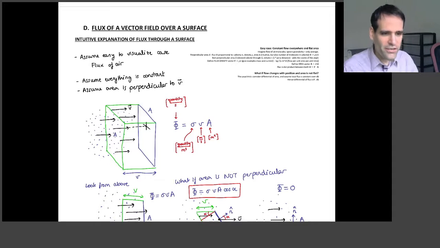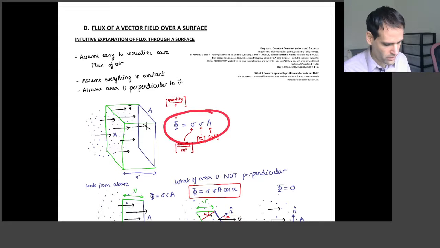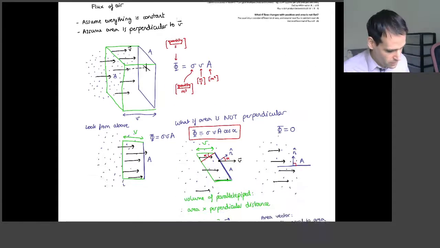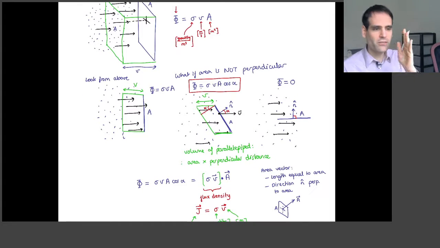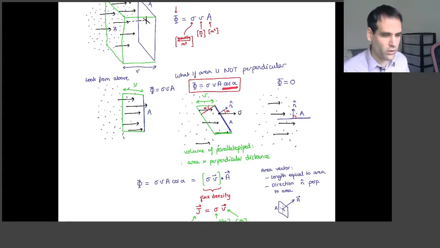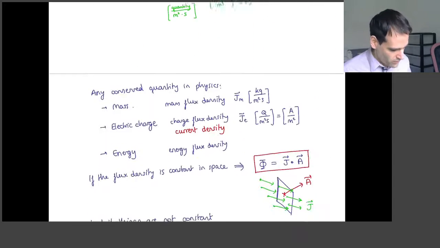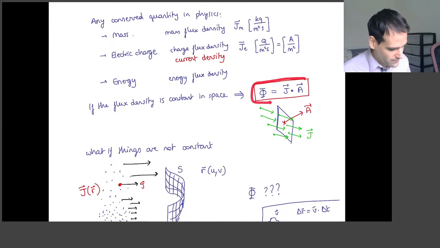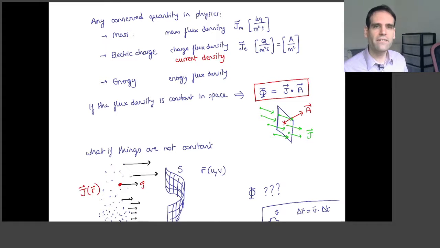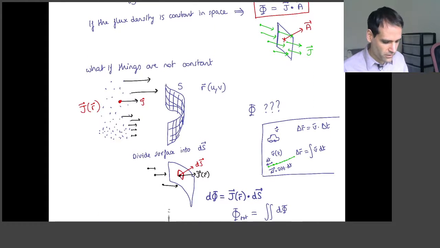So after a long video giving you the intuitive explanation for flux, you started with the very simple case of constant flow on an area that is perpendicular to the flow. Then we added areas that are not perpendicular to the flow, so then you had this cosine, which could be written as a dot product. So then you knew that the flux for a constant flux density and a vector area vector A is given by this dot product.